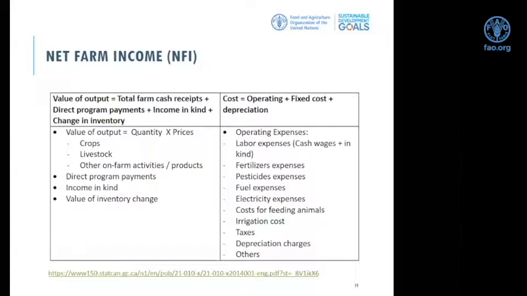For net farm income, what we need is the value of output, that is, quantity and farm gate prices of crops, livestock, or other on-farm activities or products produced by the holding. Then we need information on direct program payments, income in kind, and the value of inventory change. On the cost side, we take into account both operating and fixed costs as well as depreciation. The operating expenses include labor expenses, which are cash wages or in-kind wages, fertilizer, pesticide, fuel, electricity, feed, irrigation costs, taxes, depreciation, which I already mentioned, and others.